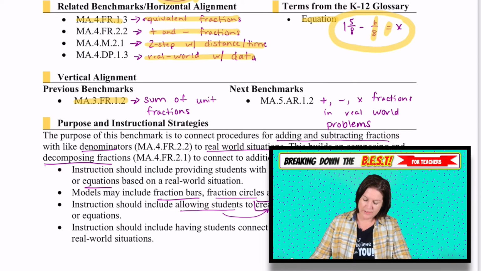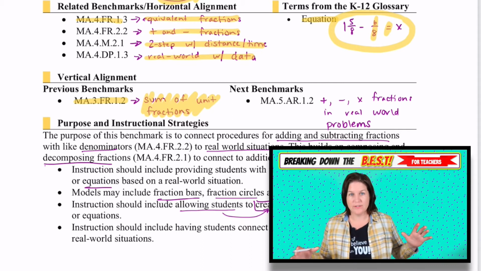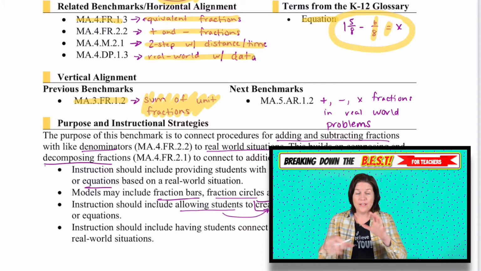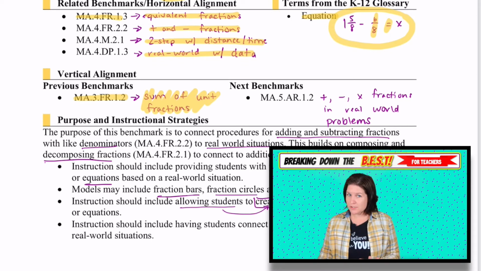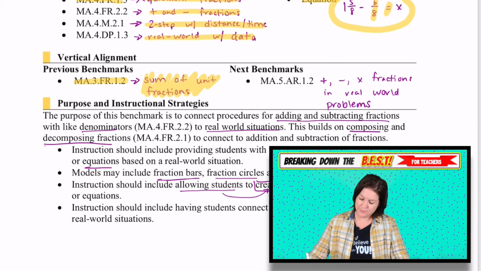What knowledge are they coming to us with? We've got this standard right here, 3.F.R.1.2, which is the sum of unit fractions. So in 3rd grade, they should have been able to take a whole and say, look at this whole. It's cut into 4 parts, which means it's 1/4 plus 1/4 plus 1/4 plus 1/4. So they have had a little bit of exposure to adding fractions, adding unit fractions.